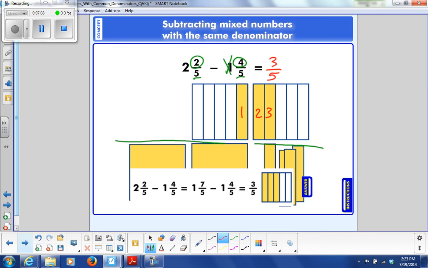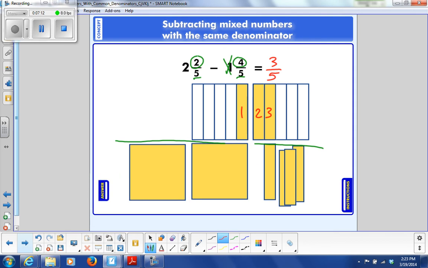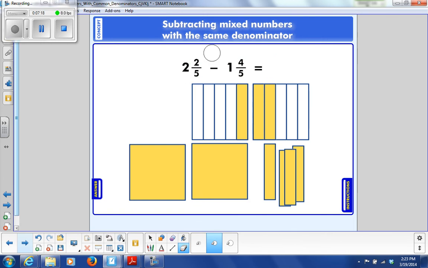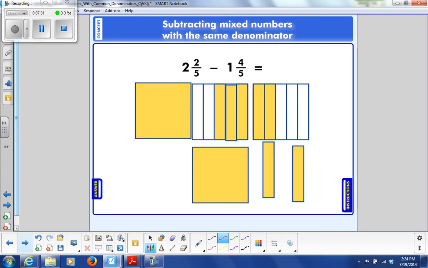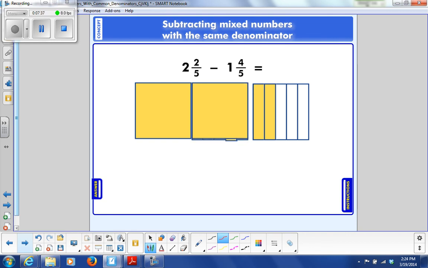Okay, the way to do that without using models, because at home when you're doing your homework you may not have models to use. So let's try to work that out without having these boxes to help us. You can always draw your own if you would like. That would be helpful. But I know some of you will not do that, so I'm going to show you what to do with just the numbers part of it.